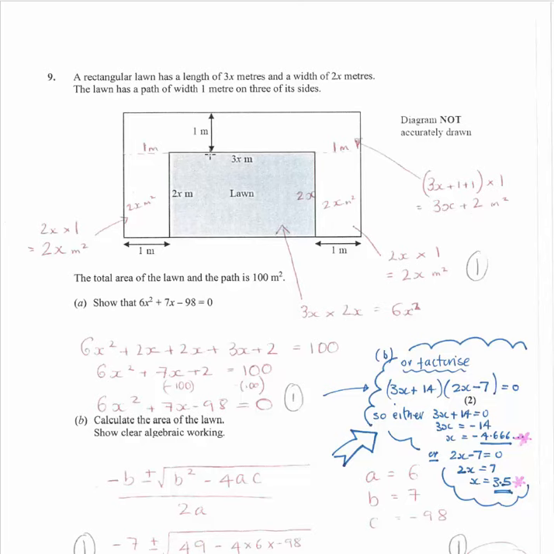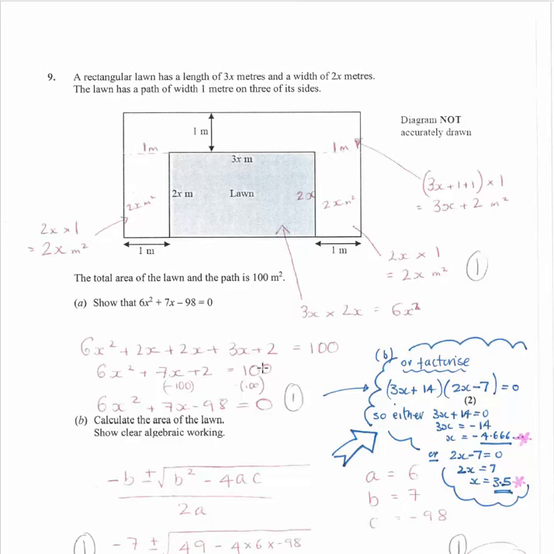So you've got 6x squared plus 2x plus 2x, which is 4x, plus 3x is 7x plus 2. So 6x squared plus 7x plus 2. And you know that that's equal to 100 because it tells you that the total area of the lawn and the path is 100 square meters. So whatever x is, you know that 6x squared plus 7x plus 2 is 100.